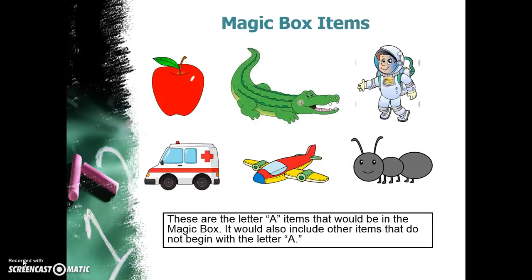These are some of the letter A items that would be in the magic box: an apple, alligator, astronaut, ambulance, airplane, and an ant. And then just to reiterate, there also would be items in the box that do not start with the letter A, so children would have to decide what they chose, whether or not it actually starts with A or not.